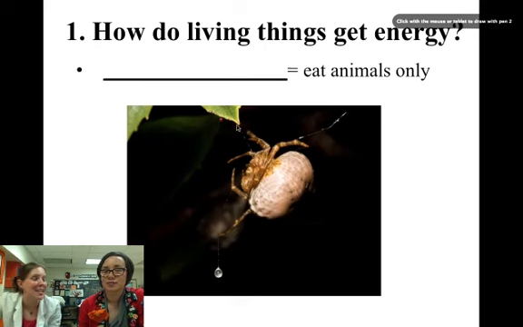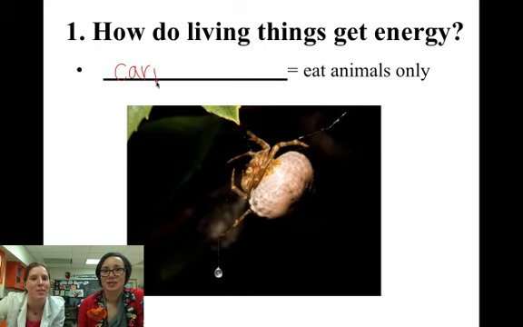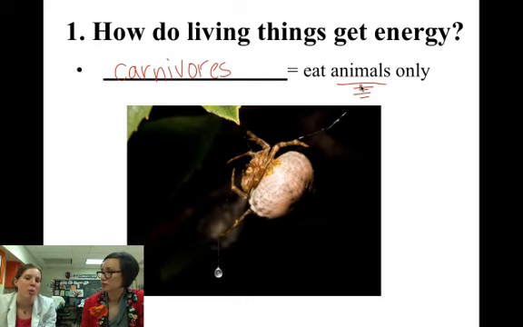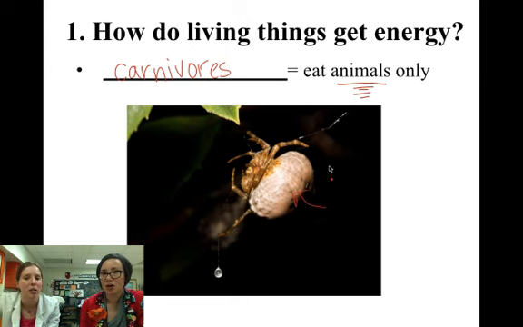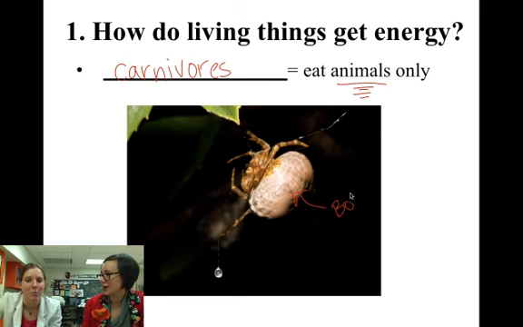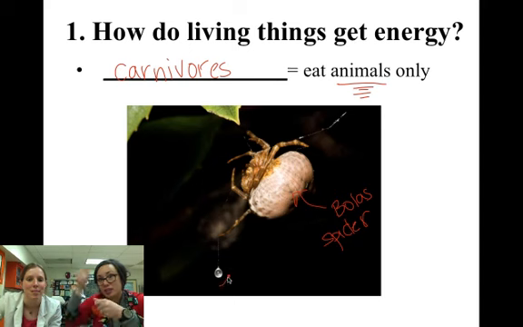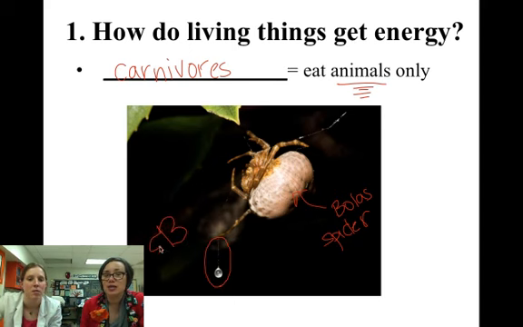Lastly, we have our carnivores. And what do carnivores eat? They eat animals only. Here's the tricky thing about carnivores. When people think of carnivores, they tend to think of really big organisms like lions and tigers. But actually very small organisms can be carnivores too, like this guy or lady who we've seen before. This is our bolas spider, and it is unique in that it uses a bolas, a little whip, to catch its prey.